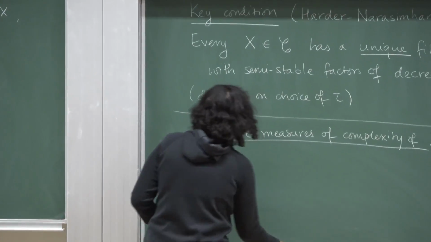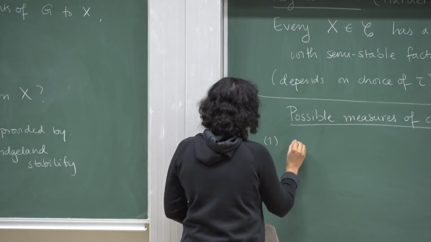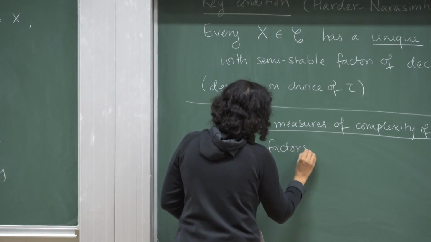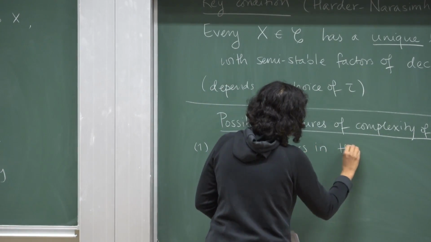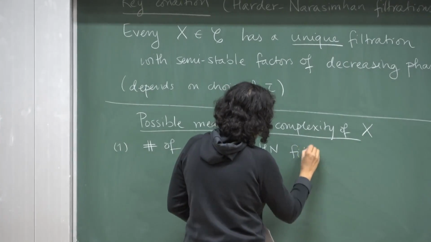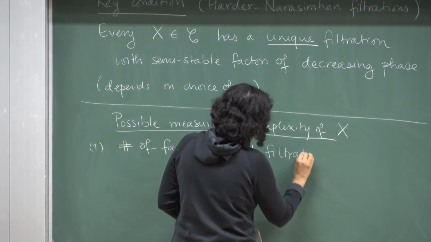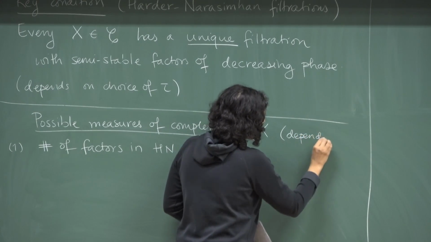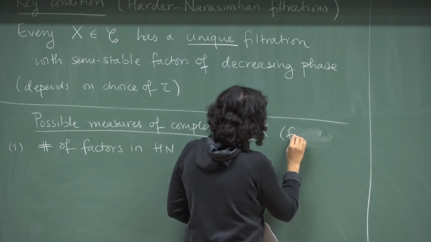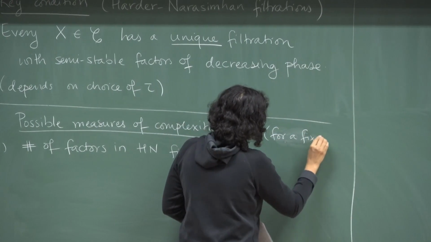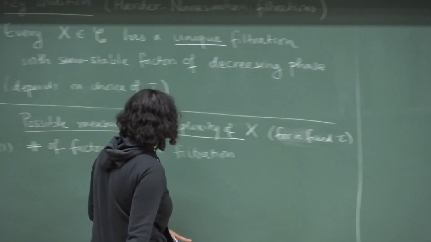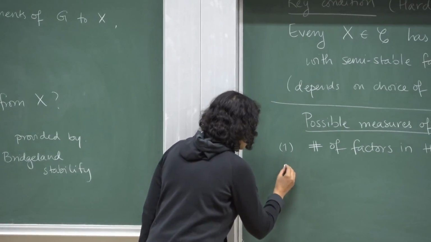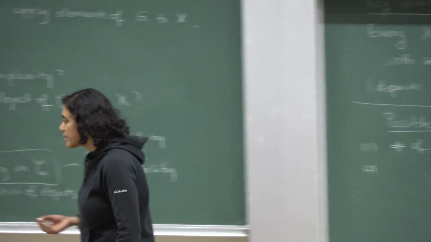So kind of the first one that you might think of is the number of factors in the HN filtration. So this, again, depends on tau. So for a fixed tau, you can do slightly more exciting things.